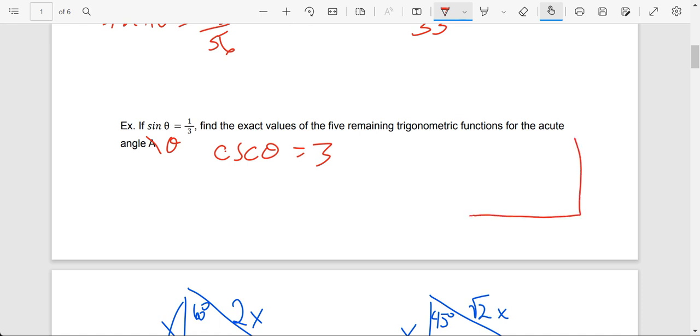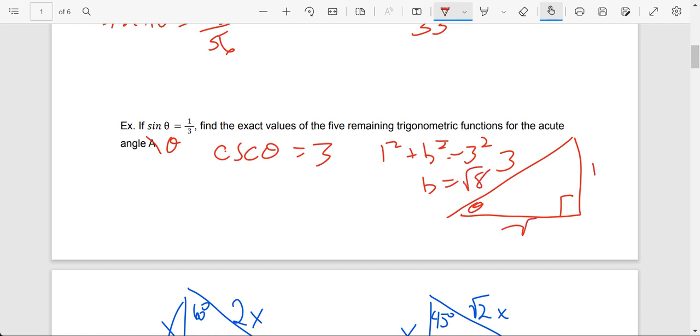Next, I can't find the other two trig values yet, so we'll say theta is there, right angle's there. Sine is opposite over hypotenuse, so we know the sides are 1 and 3 there. I don't know what the adjacent is, so we have to do the Pythagorean theorem. So it'll be 1 squared plus b squared is equal to 3 squared, giving us, with basic algebra, b equal to the square root of 8. So now we can find the other five trig functions because we have all of our information.